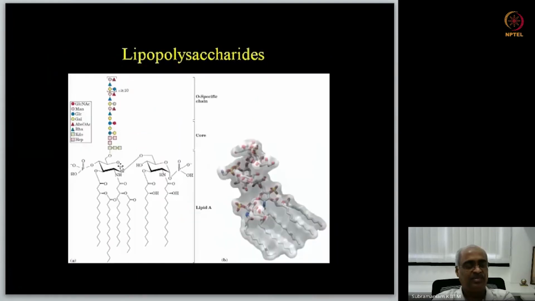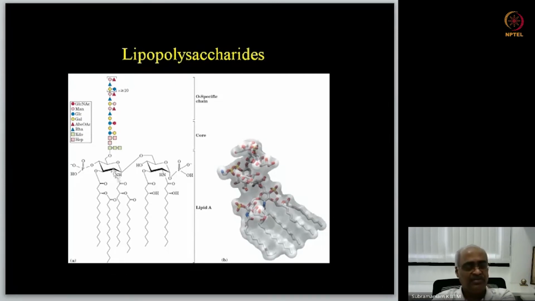Okay. So we call that chair and boat conformation. This is a chair conformation. The boat conformation will be this also bent upward. That would be the boat conformation. You don't need to worry about the conformation for an introductory course.